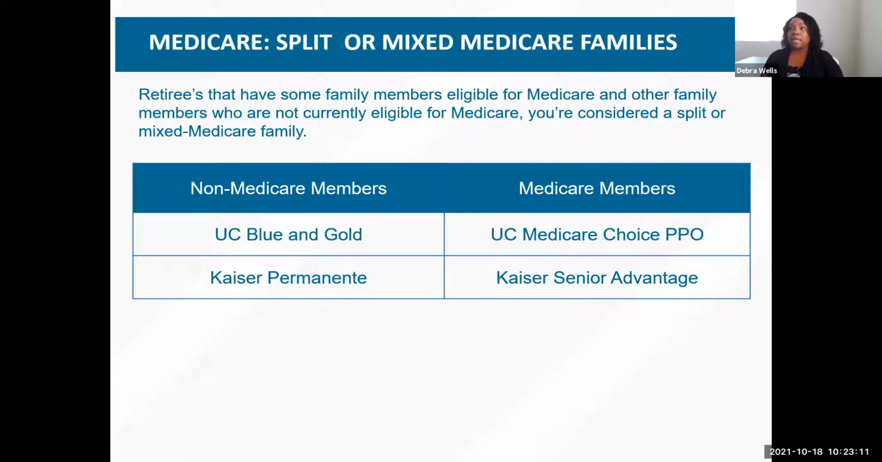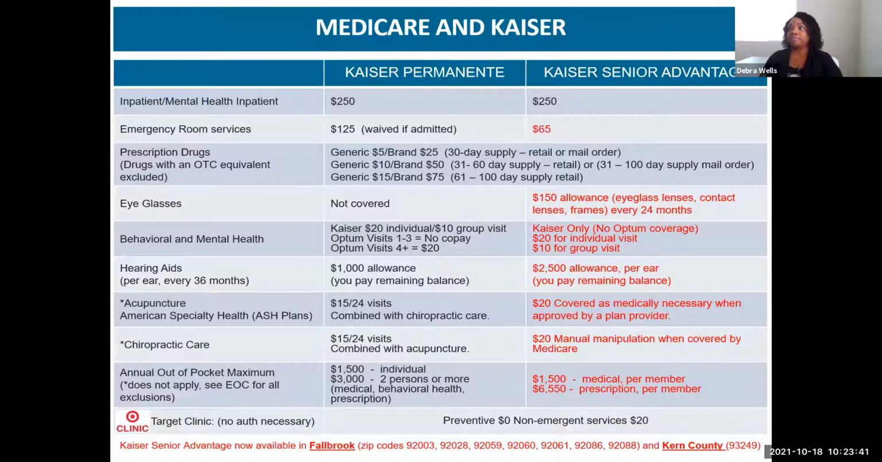So the Medicare split family that I mentioned before: if you have some family members in Blue and Gold, and some Medicare family members in the Medicare Choice Plan, you'll just be in what UC calls a split or mixed family. Same with Kaiser. You may have some in Kaiser and some in Kaiser Senior Advantage. These are two Medicare Advantage plans.